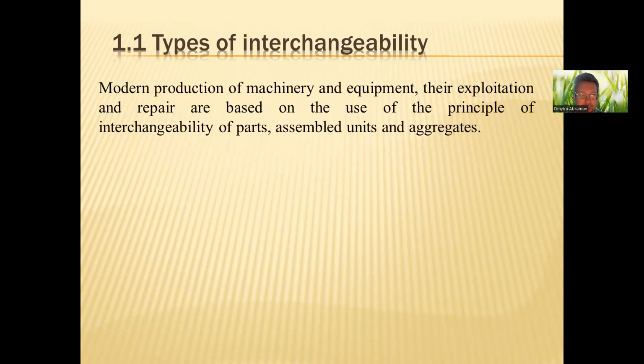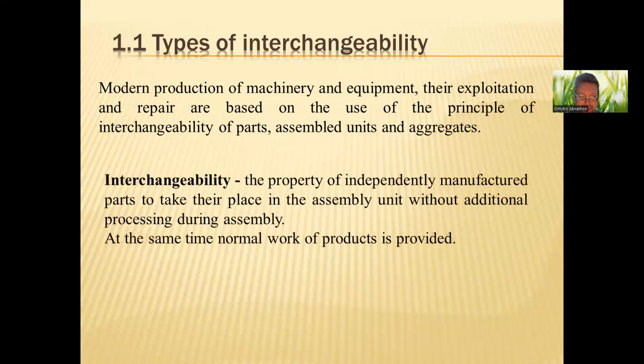Modern production of machinery and equipment, their exploitation and repair are based on the use of the principle of interchangeability of parts, assembled units, and aggregates. So, interchangeability.